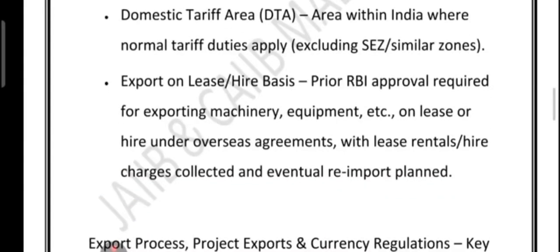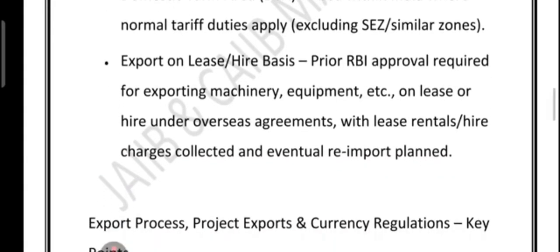Lastly, if you are exporting machine or equipment on a lease or hire basis, you need prior RBI approval. So the agreement ensures that you collect lease rental or hire charges and plan to bring the goods back later.